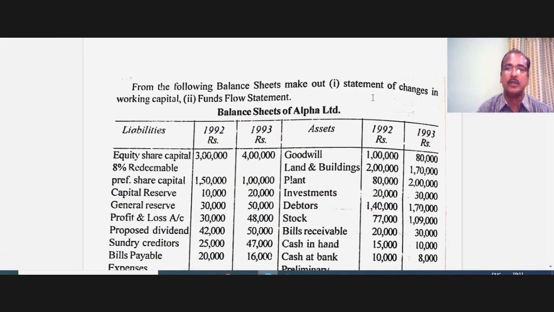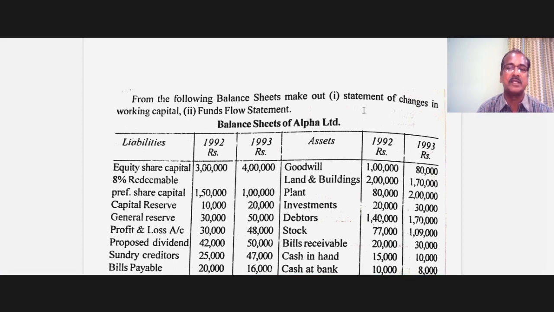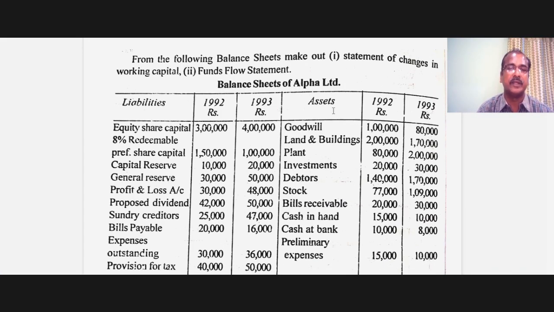This is a problem related to the preparation of funds flow statement. From the following balance sheets, make out number 1, statement of changes in working capital, and number 2, funds flow statement. Balance sheets of Alpha Limited are given for the years 1992 and 1993.